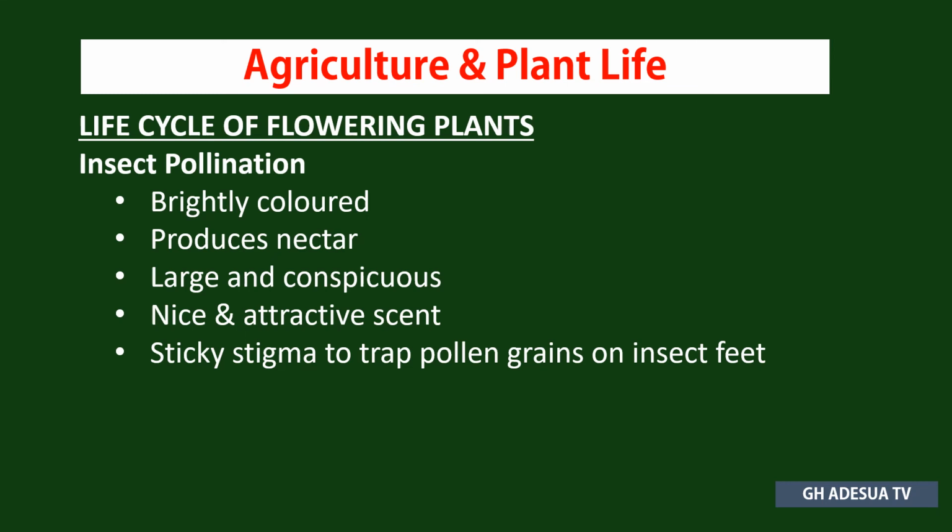So insect pollination. Flowers that are insect pollinated are brightly colored, so you can see them clearly from afar. The petals are colored. It produces nectar, because insects would eat nectar and it will draw them close for pollination. They are large and conspicuous. So apart from being brightly colored, they are also large and conspicuous. It's not hidden. They look nice and attractive, or they have a nice and attractive scent. So the smell causes it to attract insects.